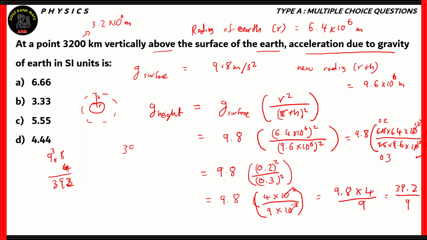So let's divide 392 by 9. 9 times 4 gives you 36, with a remainder of 3. Then you have 9 times 3 gives you 27.